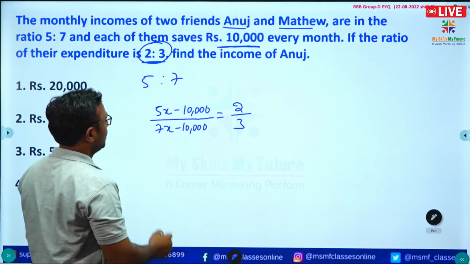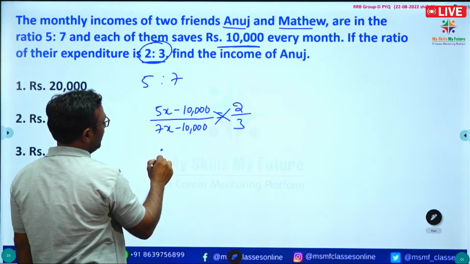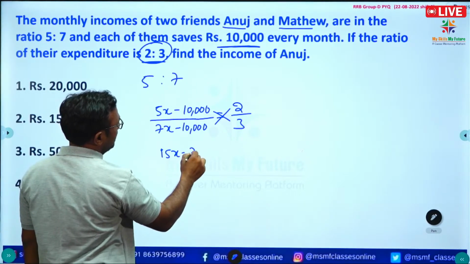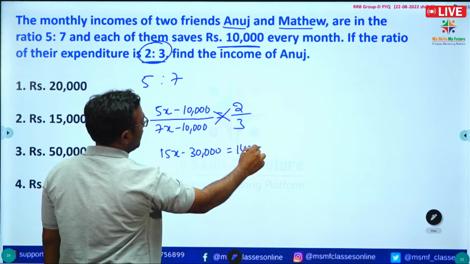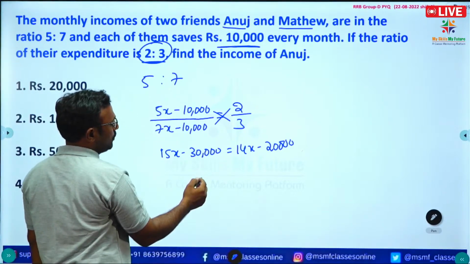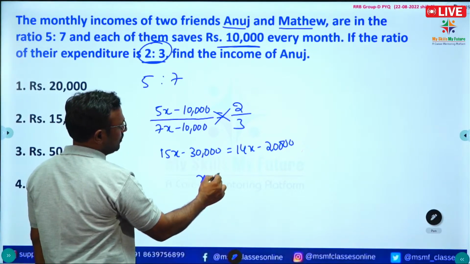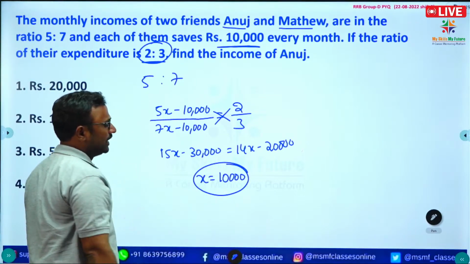Just cross multiplication: we get 15x minus 30,000 is equal to 14x minus 20,000. So send 14x to the left side. X is equal to 10,000.